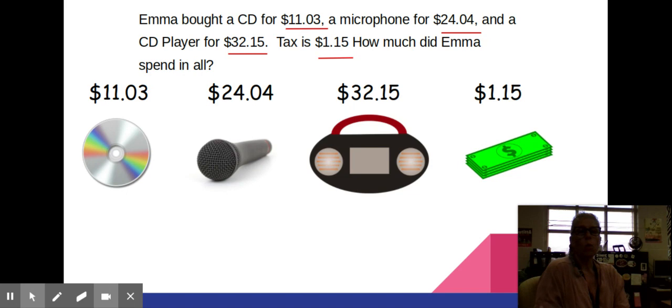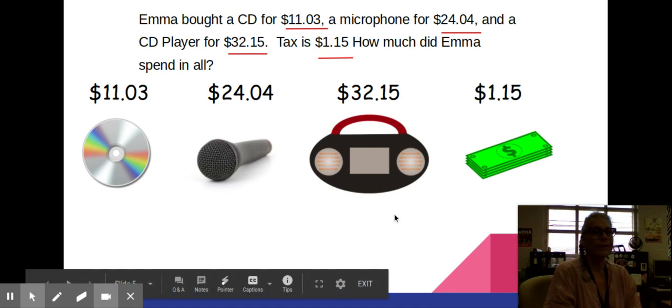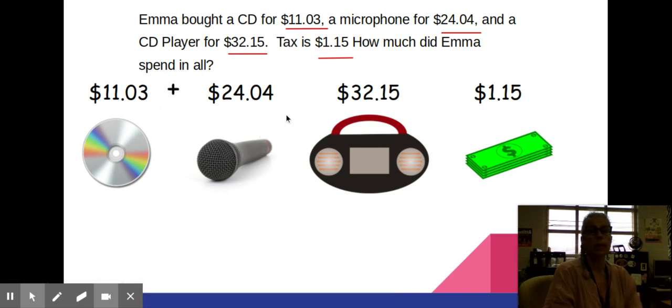Okay, so we have a CD, a microphone, a CD player, and her tax. And we want to buy all of these things. We want to put it all together. So anytime we put things together and try to get a total, yes, you are right, we are adding. So let's go on and put our addition marks between our money amounts. There's an addition or plus sign, another plus sign, another plus sign, and at the end, we always want to put our equal sign.